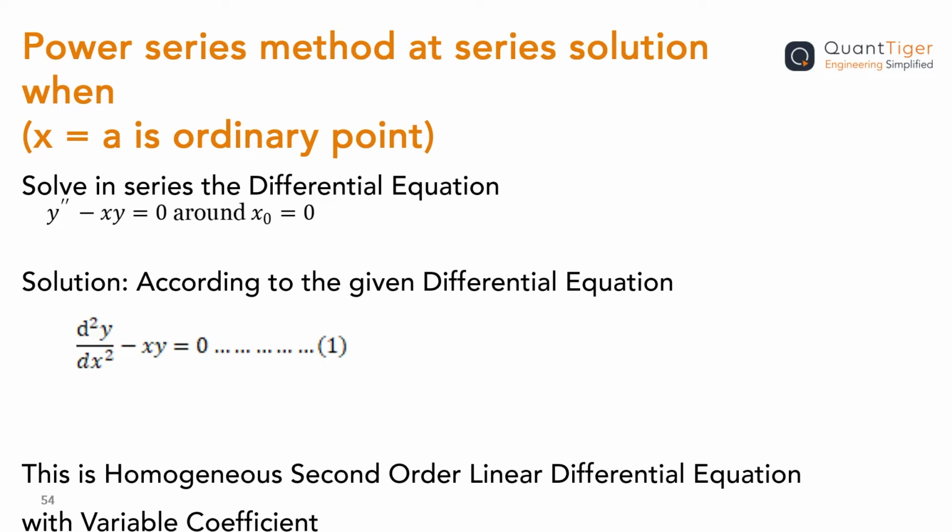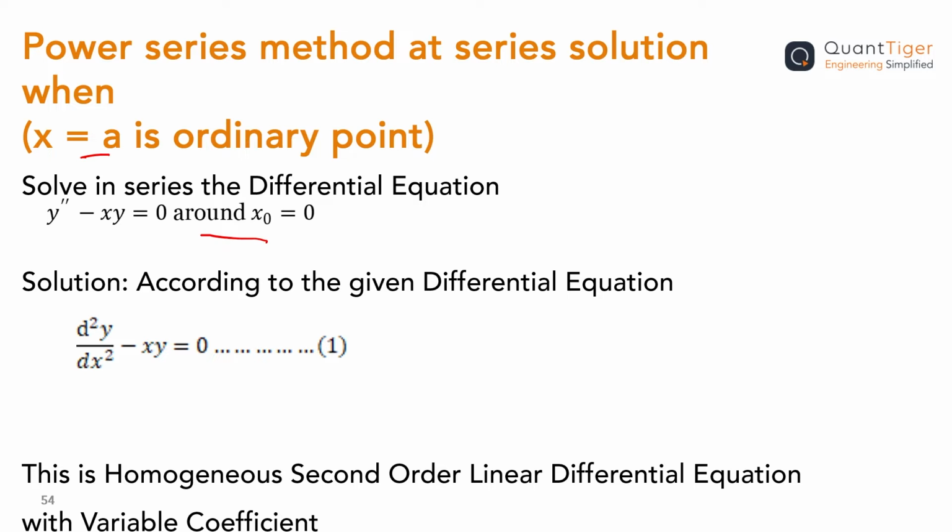So here this is the question which has been given, x is equal to a is an ordinary point. As I said, it gets applied when it is an ordinary point. So the given equation is in this form, y double dash minus xy is equal to 0. It will be easy to understand the method if you take one example and go through the whole process. So here we have to find the series solution at point x0 is equal to 0. Here the point has been given.